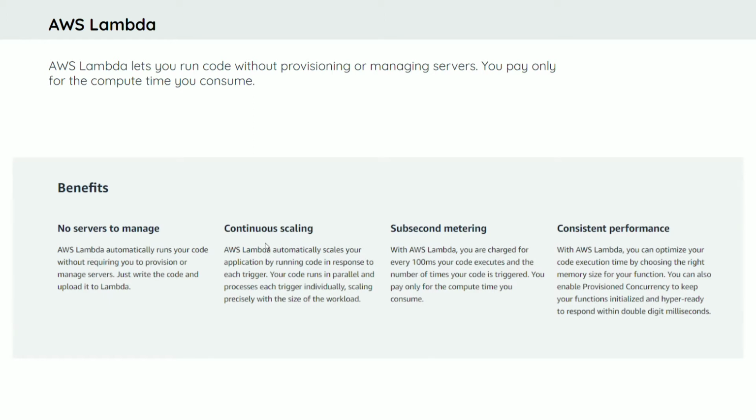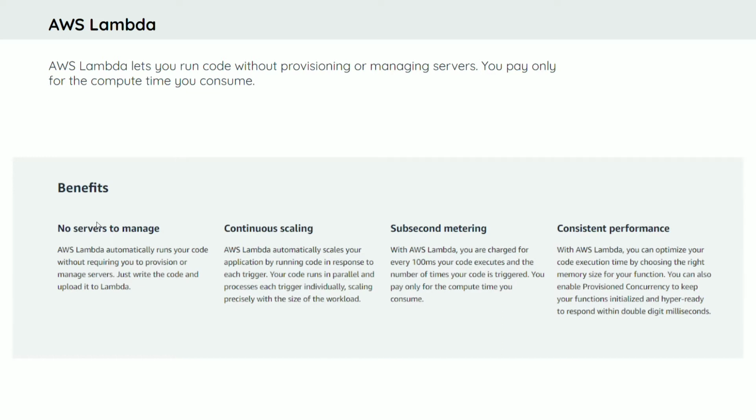First of all, let's look into what is AWS Lambda. It's a brief introduction. AWS Lambda is a computing service provided by Amazon Web Services that lets you run your code without provisioning or managing servers. Here you pay only for the compute time you consume. These are the benefits of AWS Lambda.